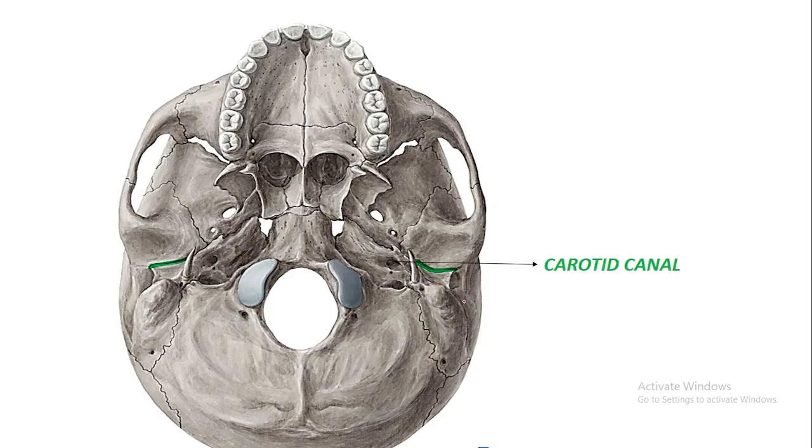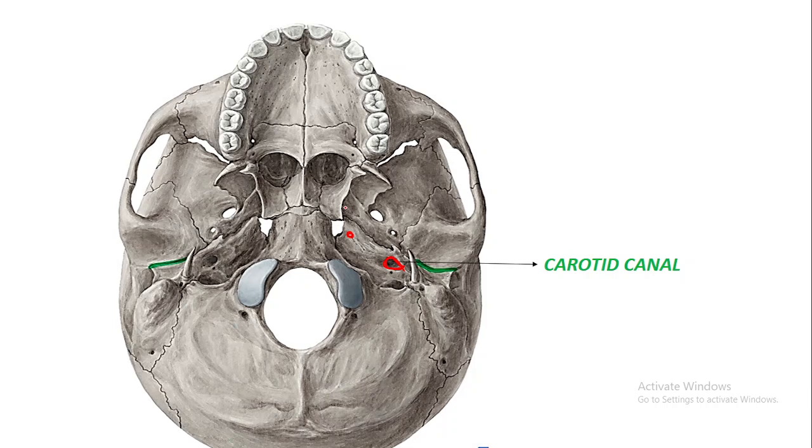The next canal is the carotid canal. So this one is the carotid canal. It is present in the petrous temporal bone. This is the posterior part of carotid canal, and somewhere here is the anterior part of carotid canal, which opens into the middle cranial fossa in the internal surface of the skull base. So this is the carotid canal. The contents of the carotid canal are the internal carotid artery along with its venous and sympathetic plexus.